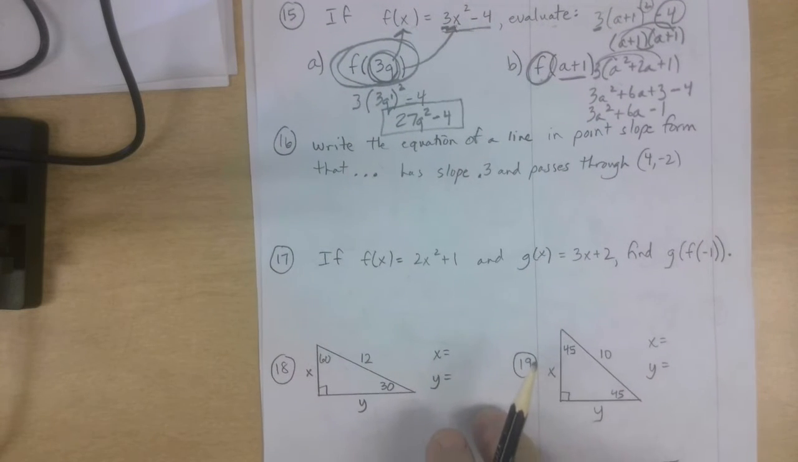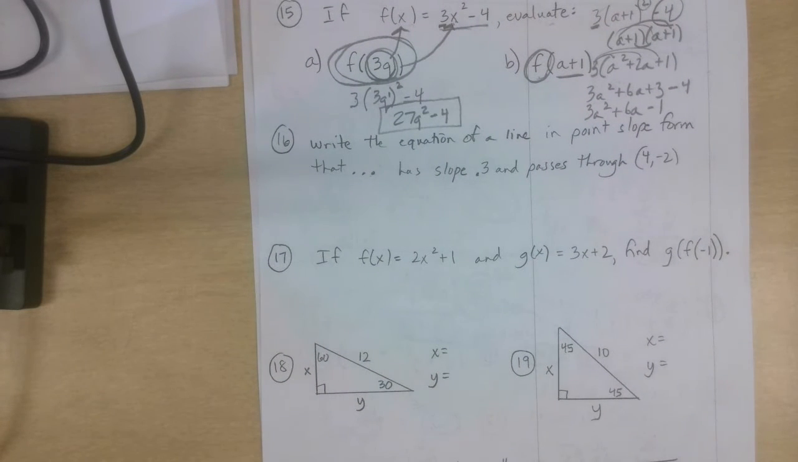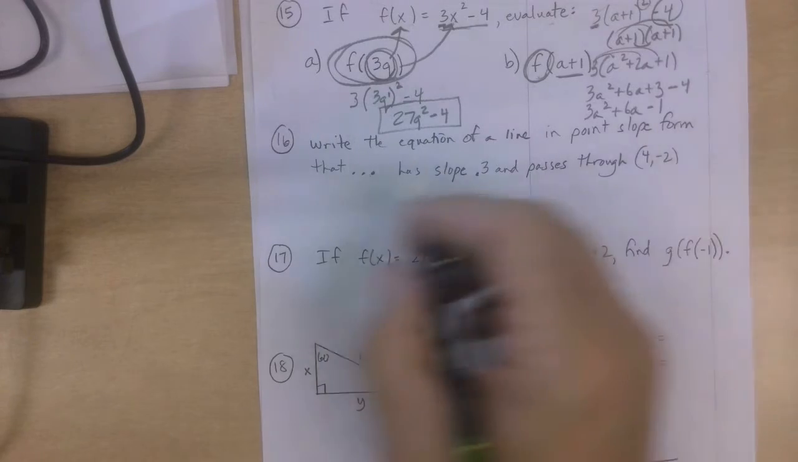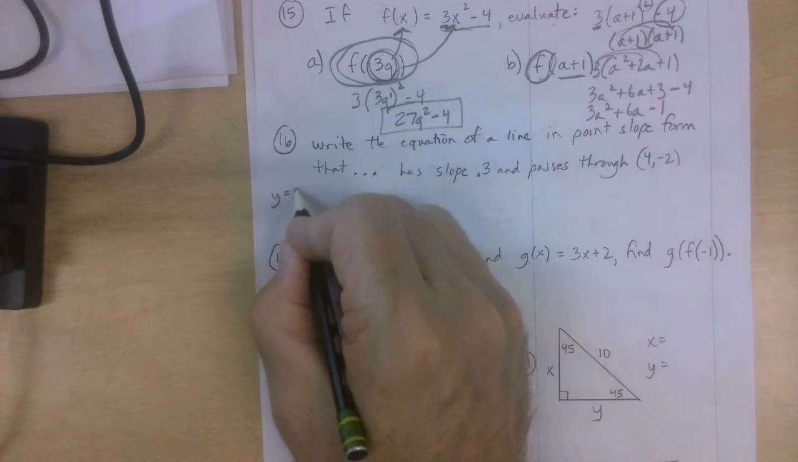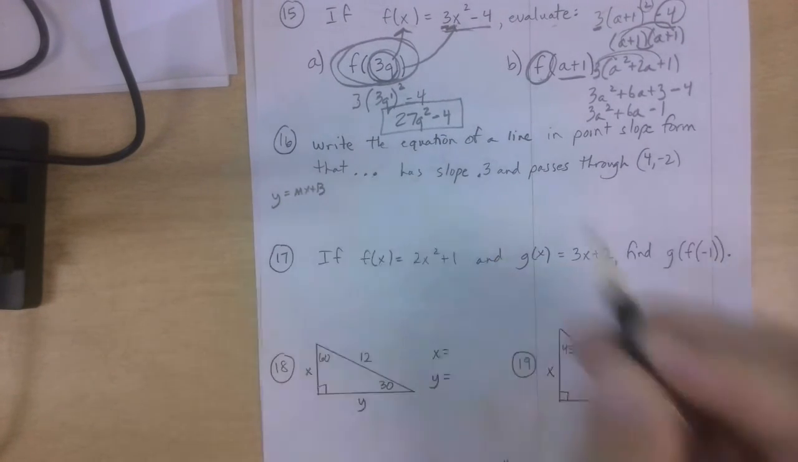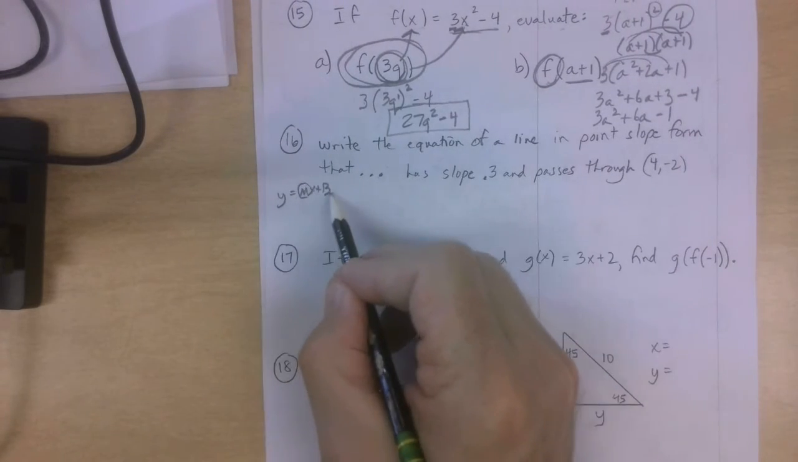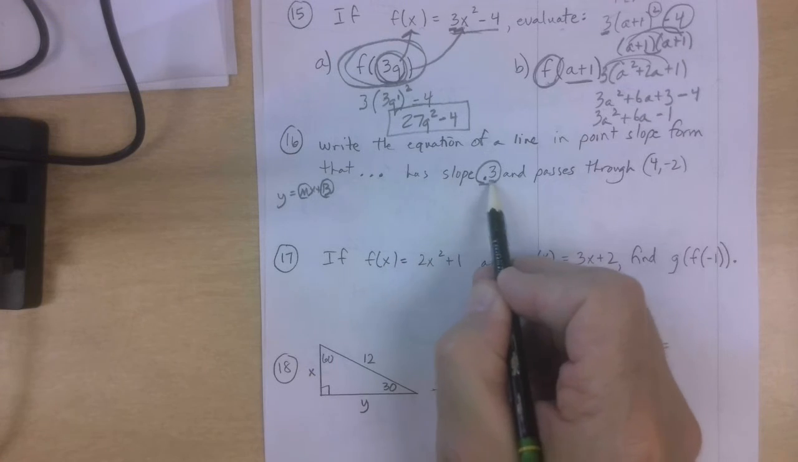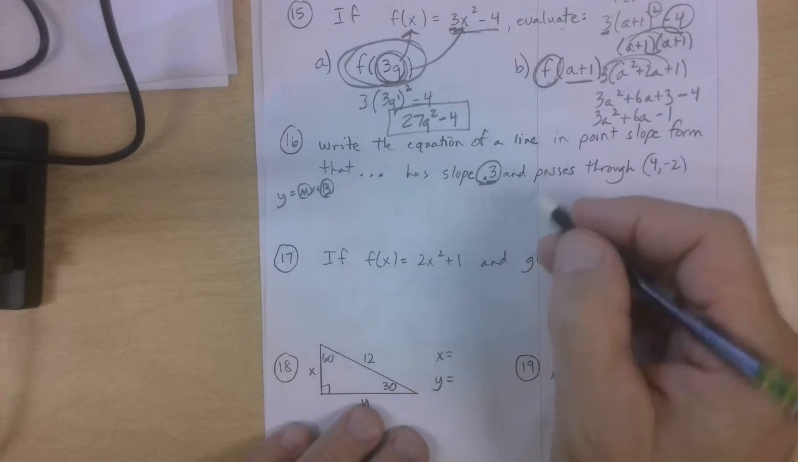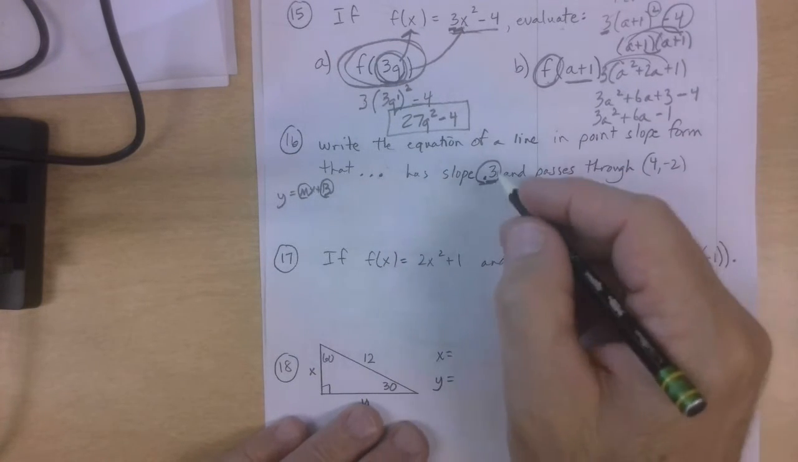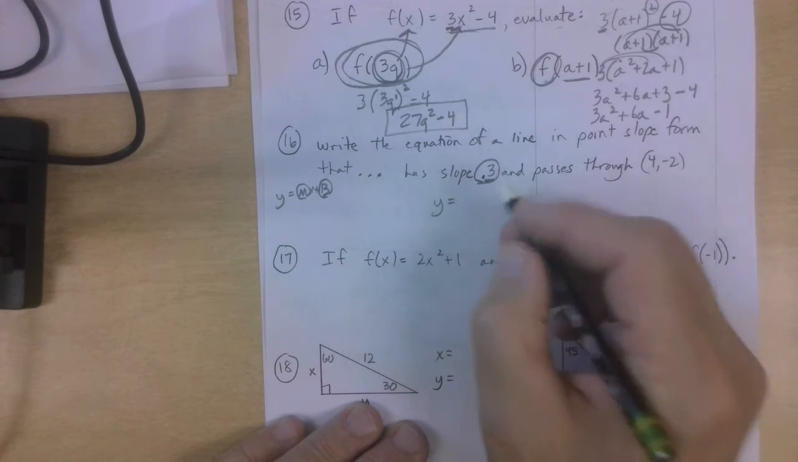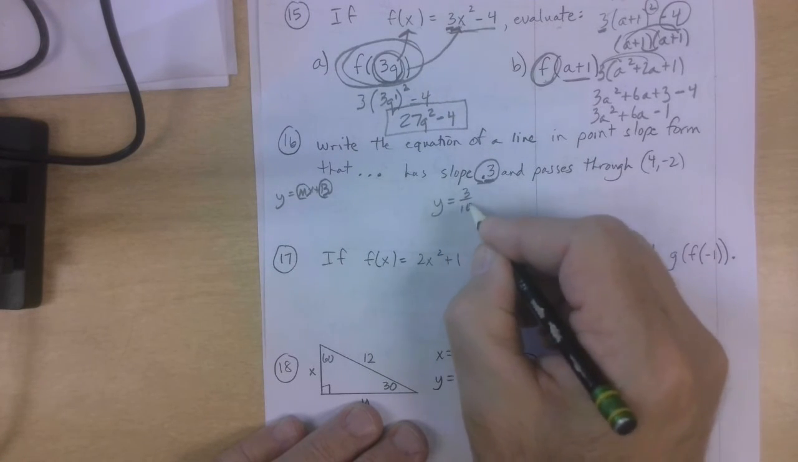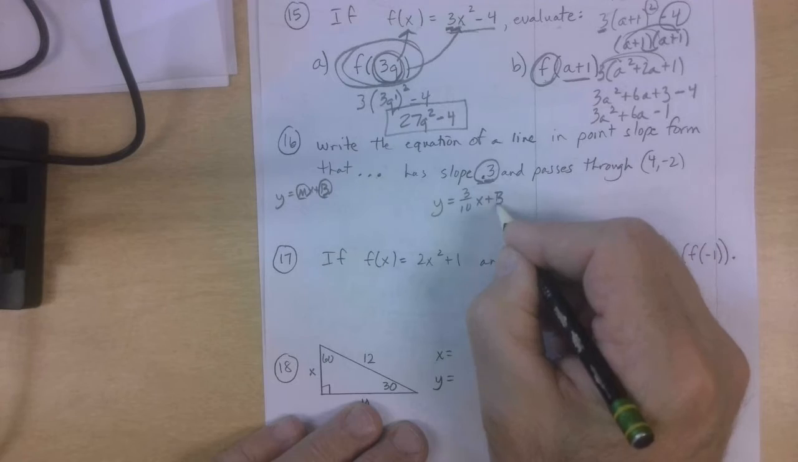So number 16, write the equation of a line in point-slope form. That means y equals mx plus b. So we've got to find the slope, find the y-intercept. Now they made it pretty easy. They gave us the slope, but they did mess with us by giving us a decimal. So what you might want to do is write it as 3/10 x plus b.